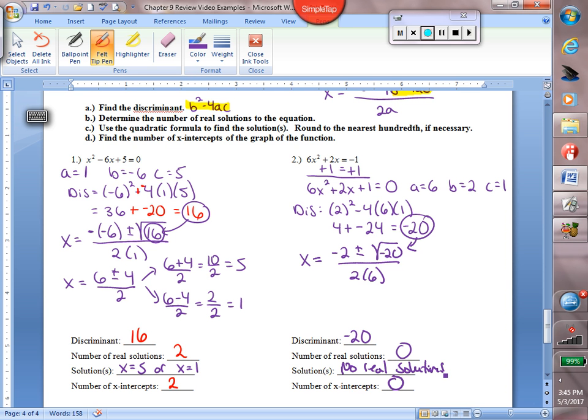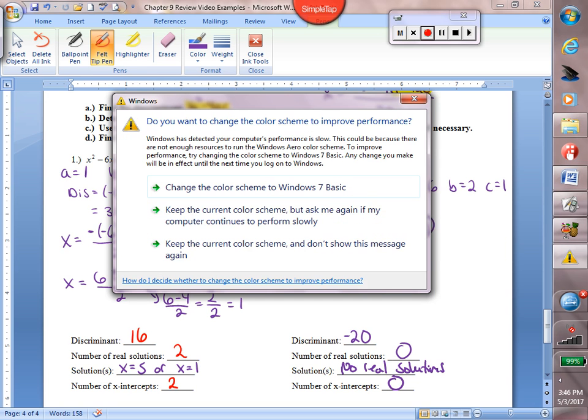Make sure you don't put 0 as your solution, because x equals 0 can be a solution. So just be very careful. If there's no solutions, what we need to write is no real solutions.